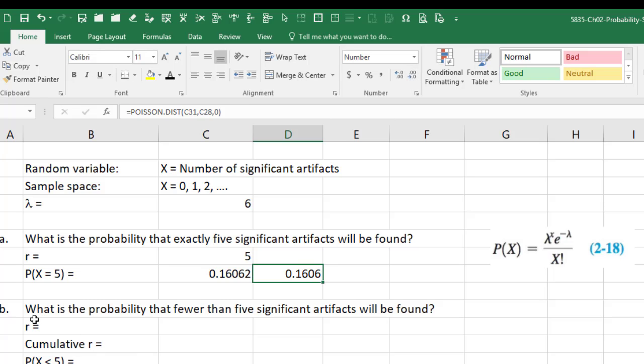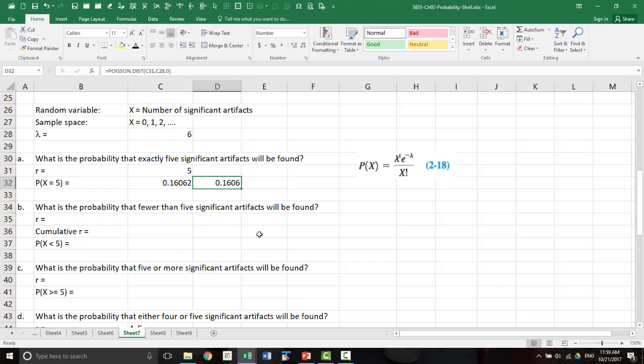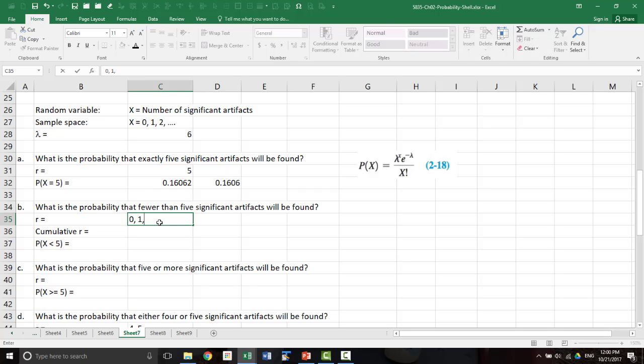All right, let's look at another one. What is the probability that fewer than 5 significant artifacts will be found? Fewer than 5. So that means we want r to be 0, 1, 2, 3, or 4. Fewer than 5, so 5 not included. So the cumulative r that we need is 4.